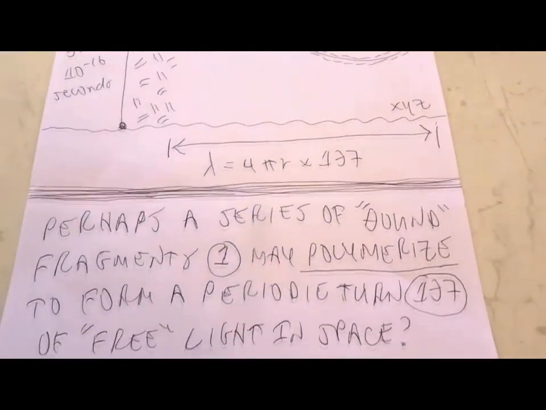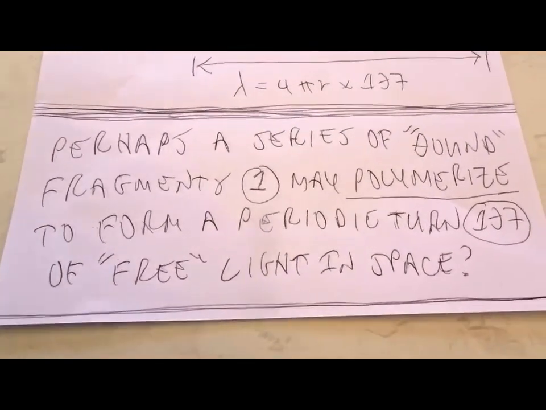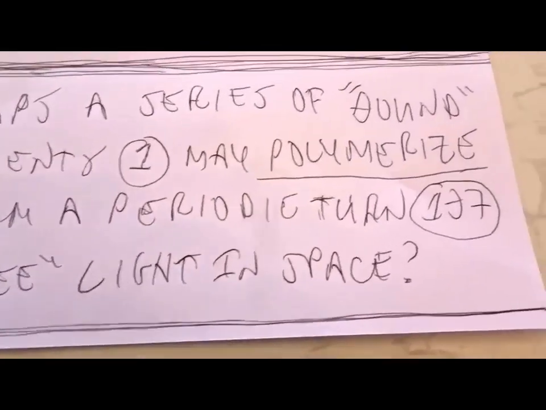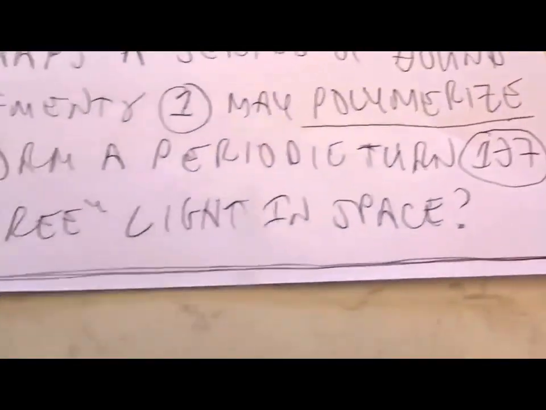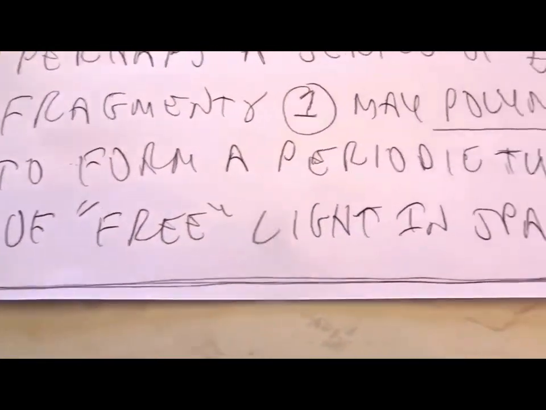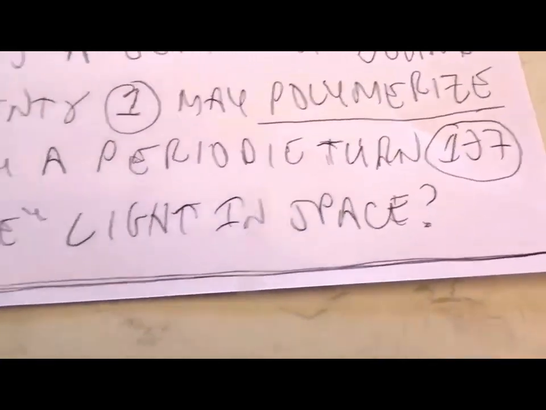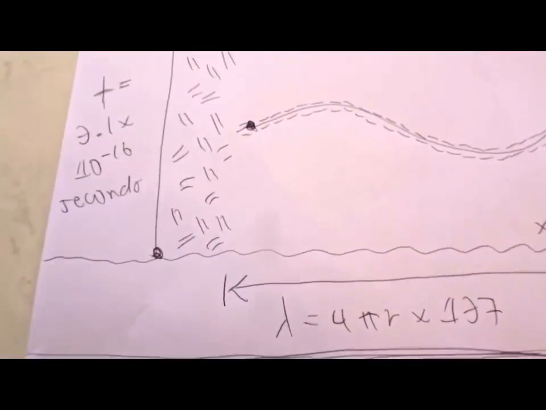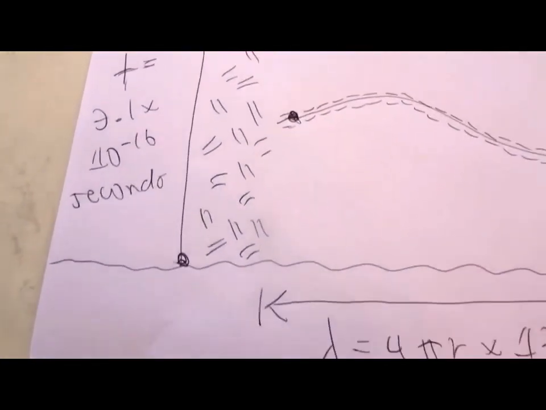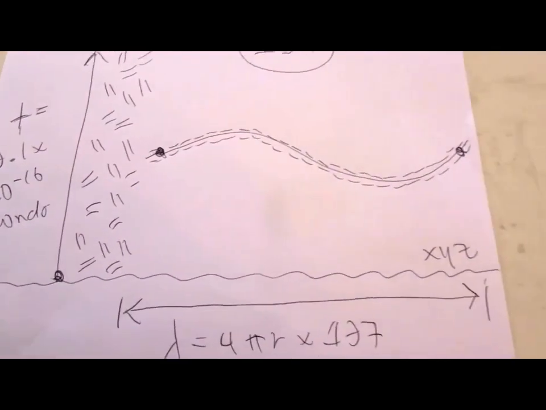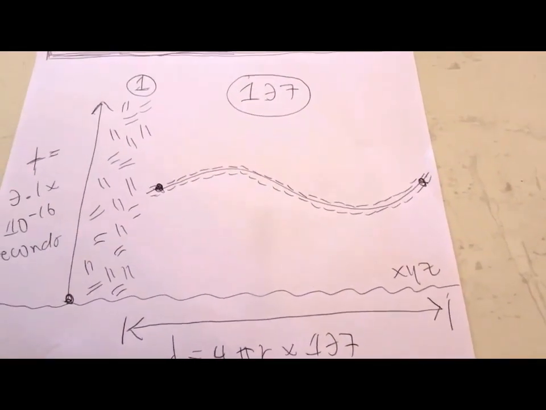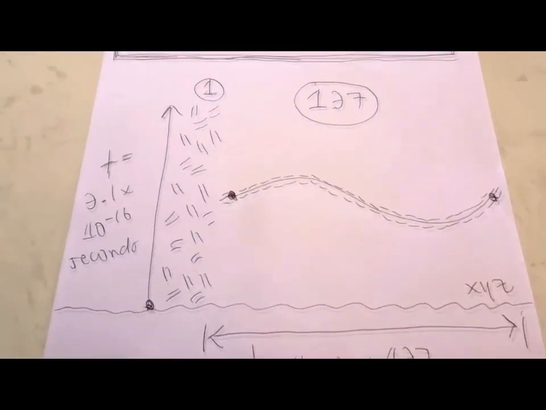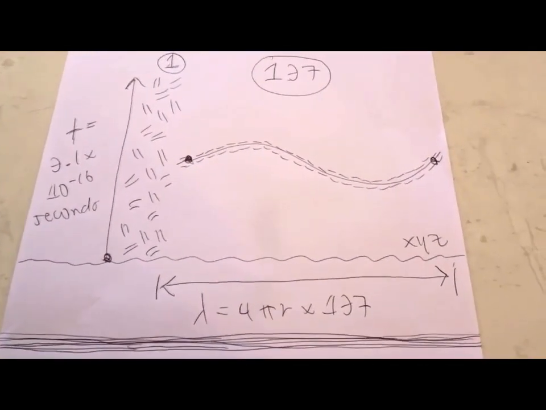So my hypothesis to explain this is perhaps a series of bound short fragments, 1, may polymerize through space and time to form a long periodic turn 137 for free light in space after it's emitted. So it's these little things coming together when they leave the atom and they form this big long light particle that travels through space. The implication is that light particle might have 137 parts of those little ones for each periodic turn.